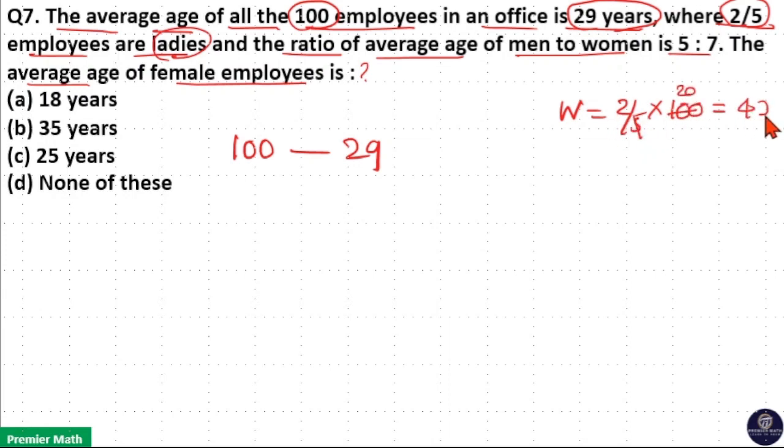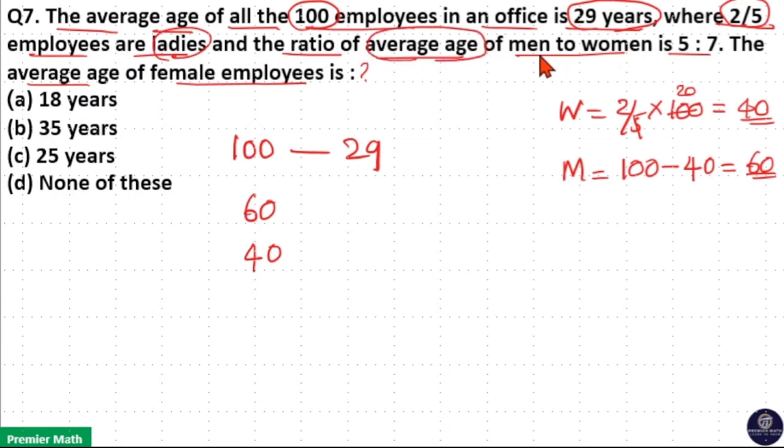20 into 2 is 40. The number of women is 40, which means the number of men is the total number of employees, 100, minus the number of women, 40. So 100 minus 40 is 60. The number of men is 60 and the number of women is 40. The ratio of the average age of men to women is 5:7. That means the average age of men is 5x and the average age of women is 7x.